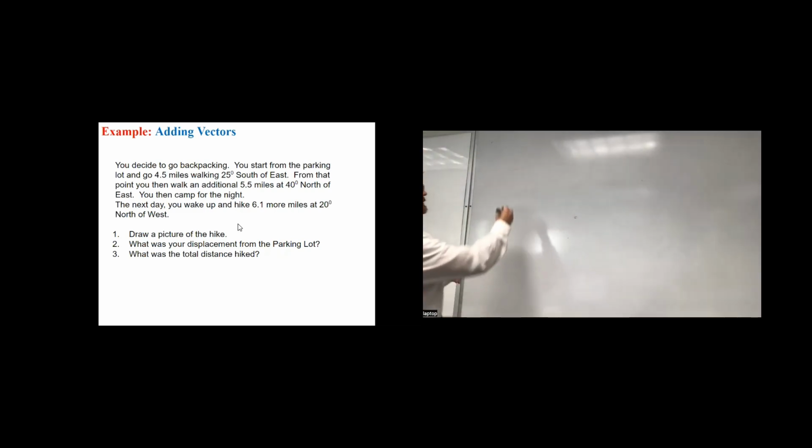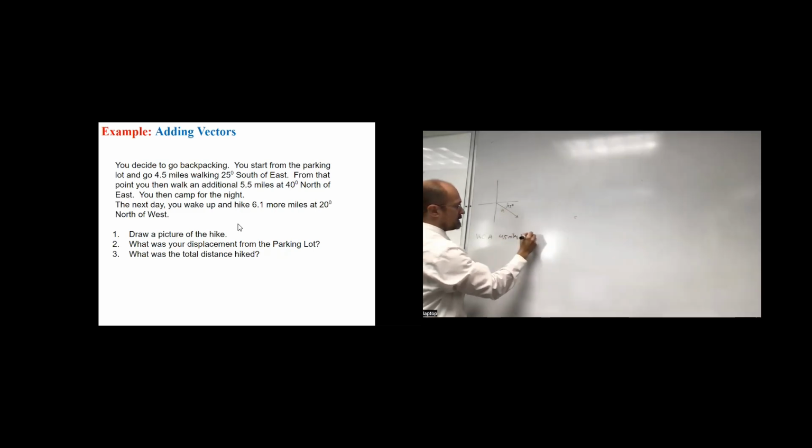At least here they tell us we should draw a picture, so we'll start with that. We draw some origin axis where we're going to start. It says we go 4.5 miles south of east. So this is east, and we go 4.5 miles south of east at 25 degrees. Here's 25 degrees, and we'll call this vector A. Vector A is 4.5 miles at 25 degrees south of east. All right, so we have our first vector drawn in.